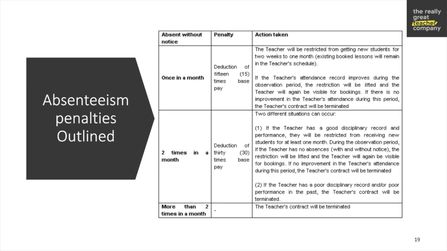If you have had a poor disciplinary record and/or poor performance in the past, your contract will automatically be terminated if you have had two absences within 1 month and you have no proof to provide for both of them. Alright, let's move to our next page.